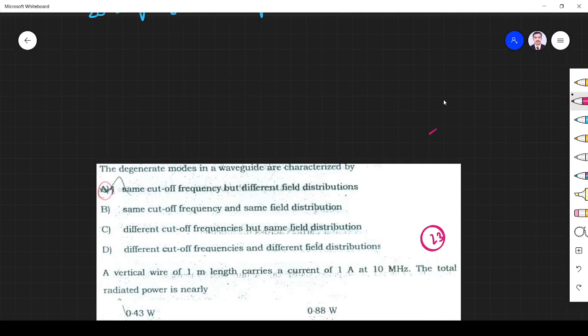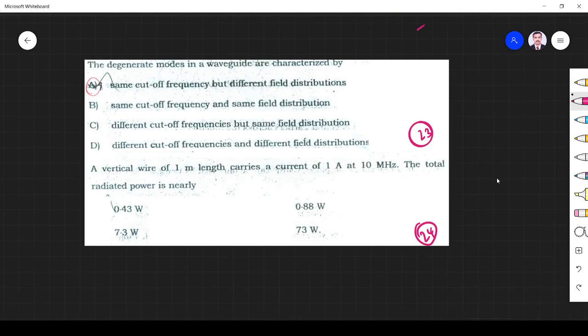Fine. The next question is, the degenerate mode in a waveguide is characterized by same cutoff frequency, different field distribution. The waveguide with such characteristics is known as the degenerate mode, right? Same cutoff frequency, different field distribution.